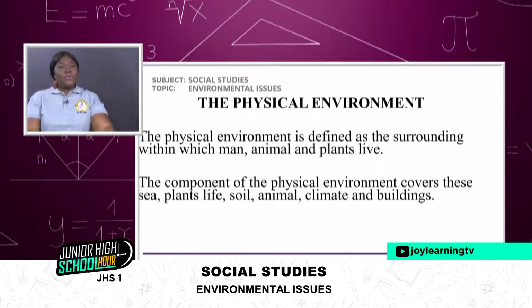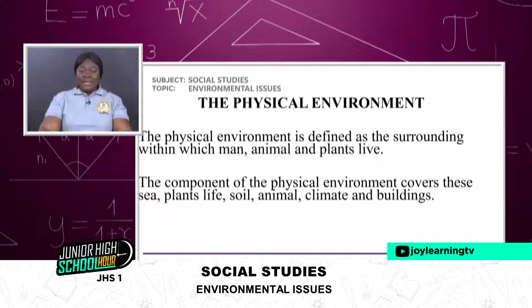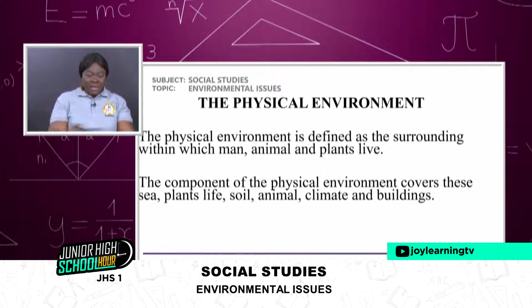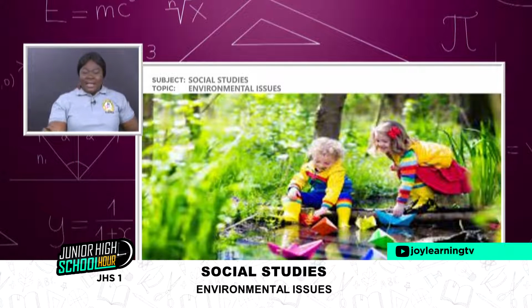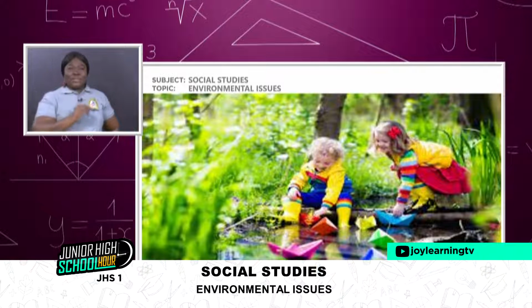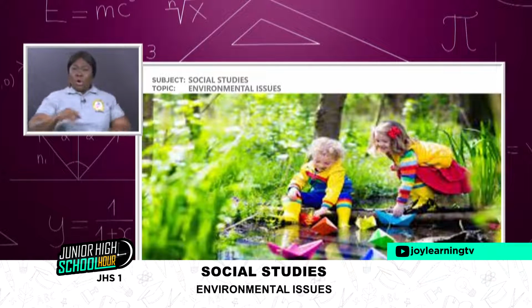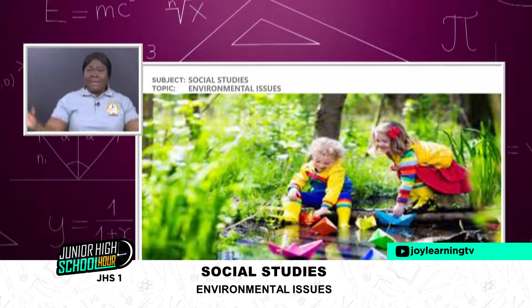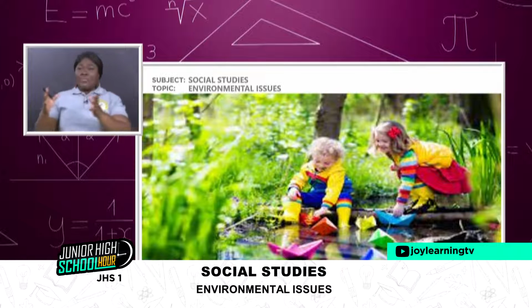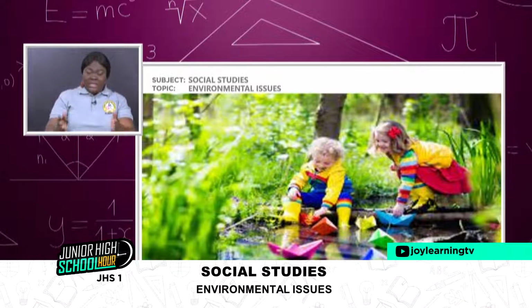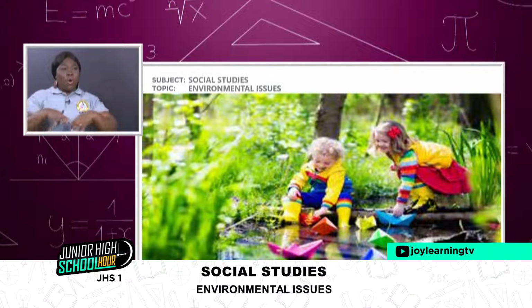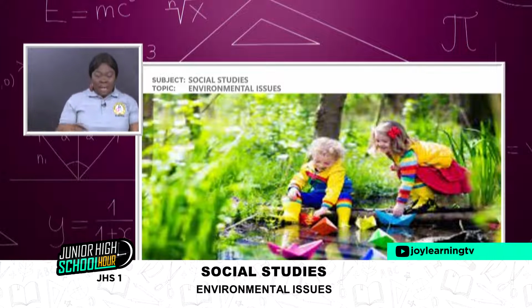So we move on to physical environment. The physical environment is defined as the surrounding within which man, animal, and plants live. Look at the picture again. You can see the little kids, yourself in your house, yourself in the woods, or yourself even in school. It's a physical environment because you have buildings, cinema, restaurants, and others that make up the environment. You can see these little children in the woods or in a garden playing. So that's the physical environment.